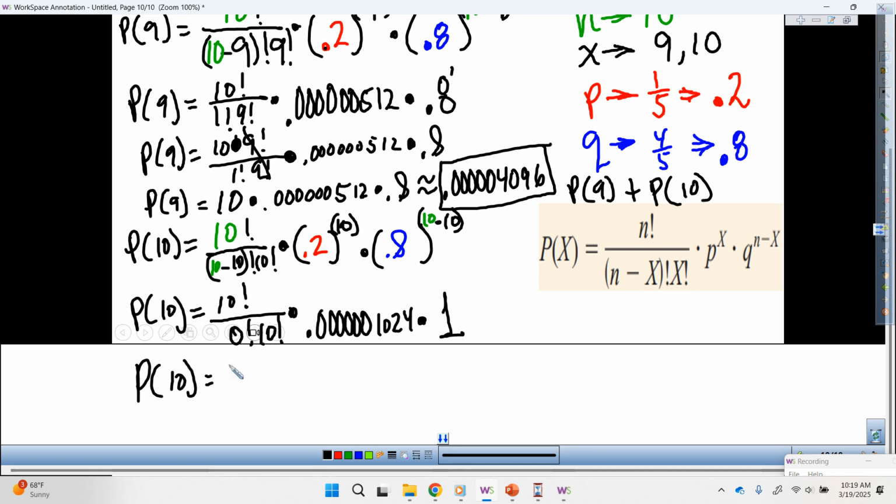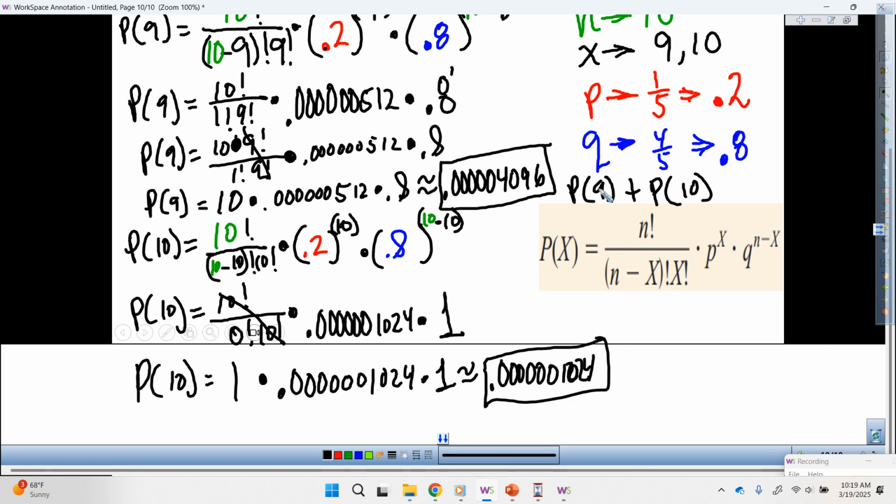So P of 10 equals 10 factorial, and 10 factorial just becomes a 1. So it's 1 times 0.0000001024 times 1. Well, it's all that. So, what do we do at the end? That plus that. So add that up, please.